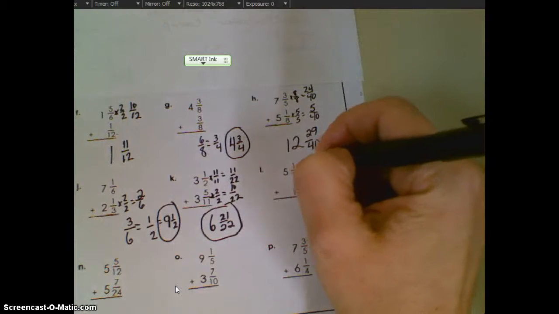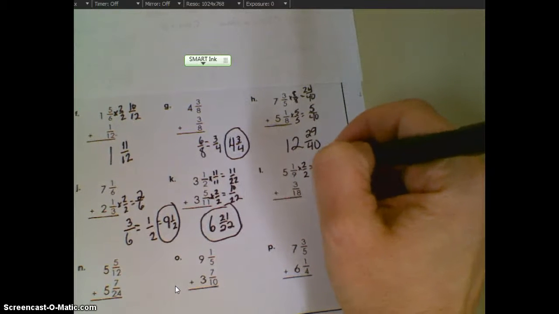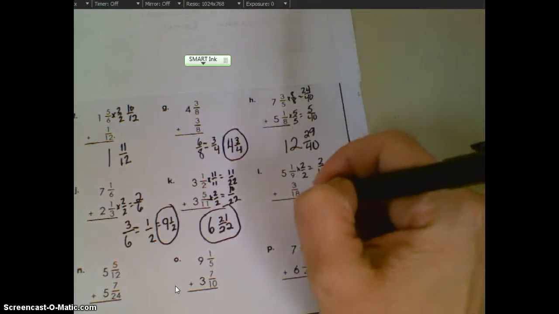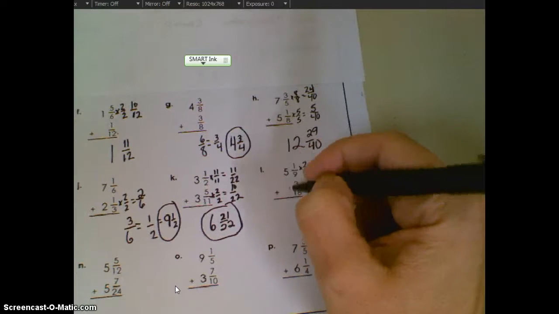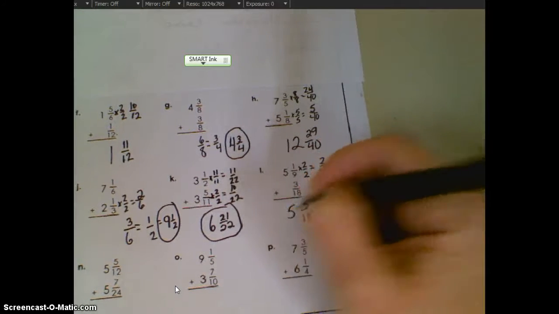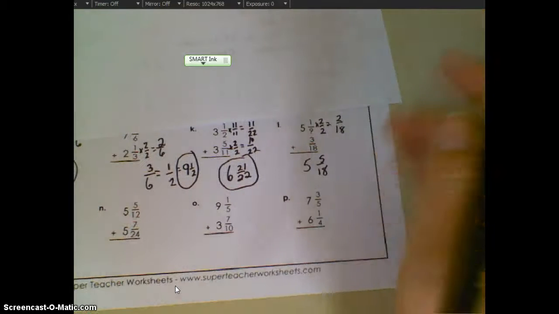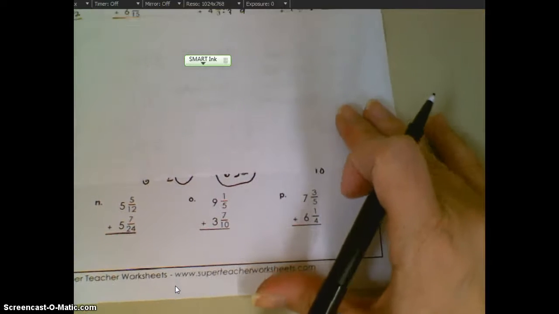This one, multiply it by 2 over 2 to get a common denominator of 18. 1 times 2 is 2. Add our numerators. 2 plus 3 is 5. Denominator stays the same, 18. Add your whole number. 5 plus nothing is 5, so we get 5 and 5/18 on that one. And I can't think of a way to reduce that one. There's nothing in common on that one, so we leave it as 5 and 5/18.